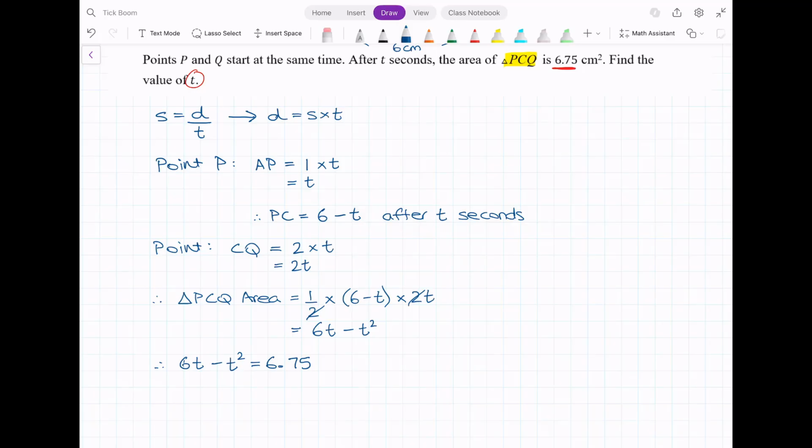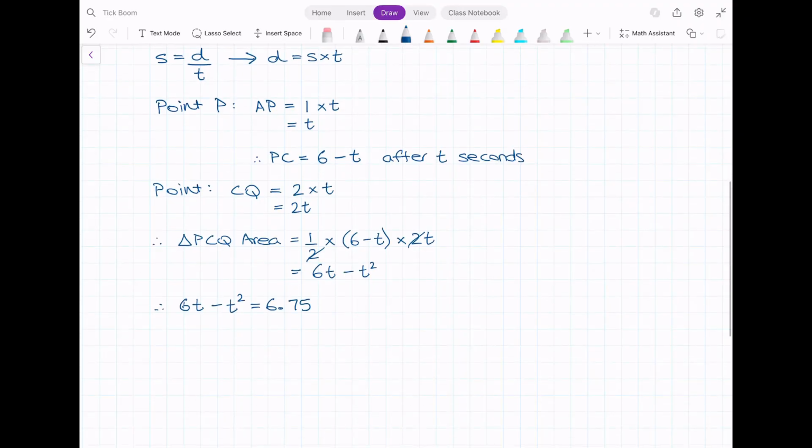So once we see what those 2 solutions are, we need to think, is there a way to pick one over the other? So let's just work through the process of solving this quadratic. I'll get everything onto one side so that the quadratic is equal to 0. So we'll add t squared to both sides and minus 6t, and we'll end up with t squared minus 6t plus 6.75 is equal to 0.